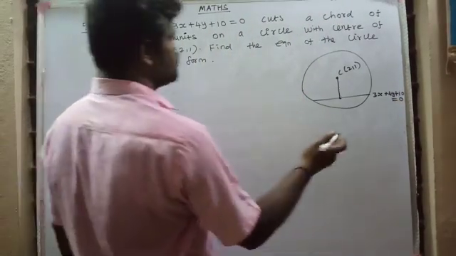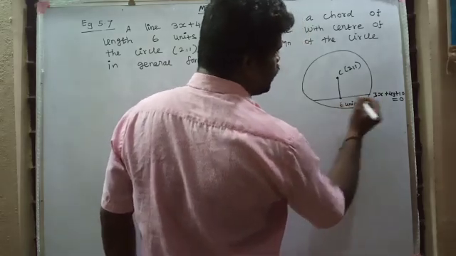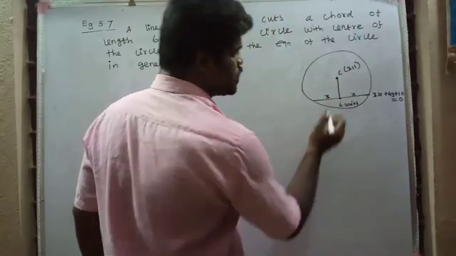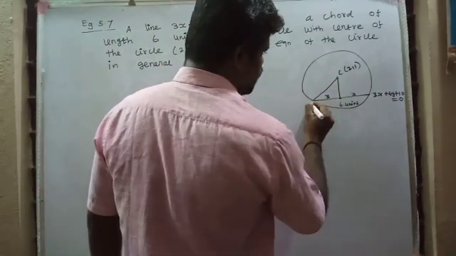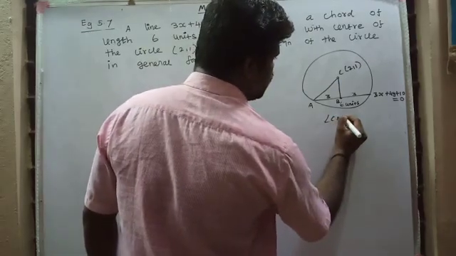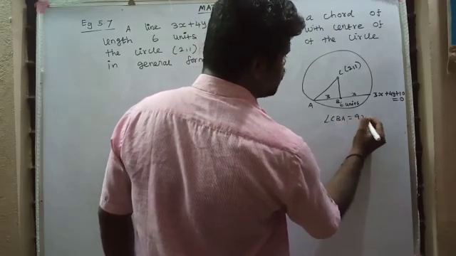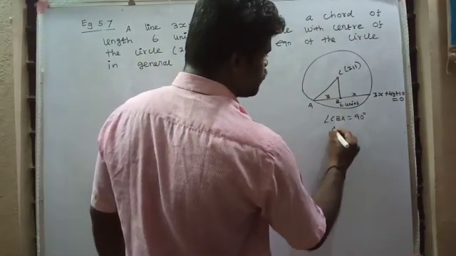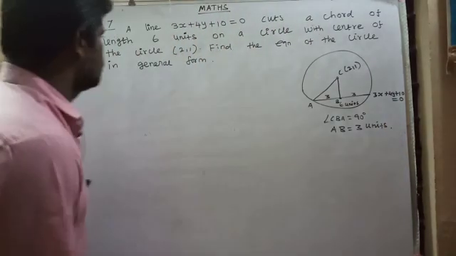Total chord length is 6 units. Therefore, we have to divide it, which cuts 3 units each. This is 3 and this is 3 units. And we have to draw the triangle CAB, or CBA. Angle at the foot is 90 degrees. Okay. The length of BA or AB is 3 units. Solution.